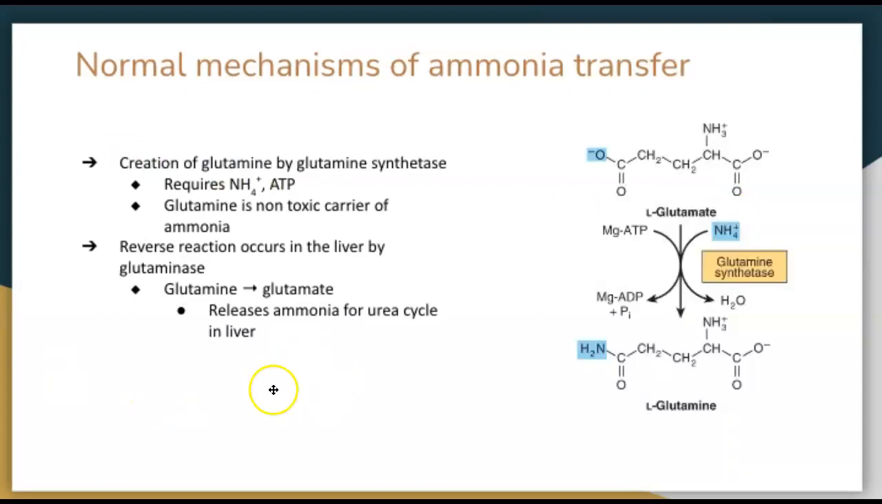All right, so from glutamate that we had in the previous slide, we can turn it into glutamine by glutamine synthase. Essentially, combining the ammonia with glutamate can make glutamine. This is important because glutamine is a non-toxic carrier of ammonia, so it's able to move around the system without bad effects. In the liver, once the glutamine gets there, it can go through a reverse reaction by glutaminase and go back into glutamate. This releases ammonia for the urea cycle to use in the liver.